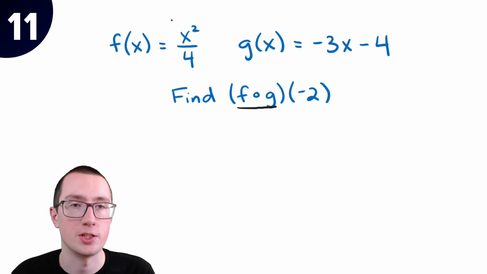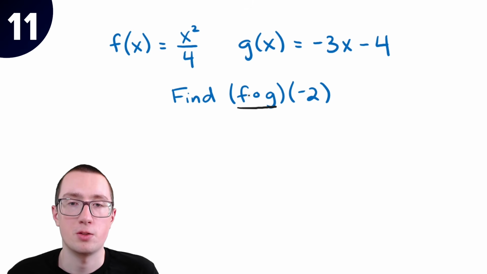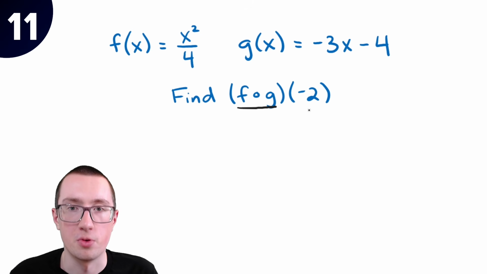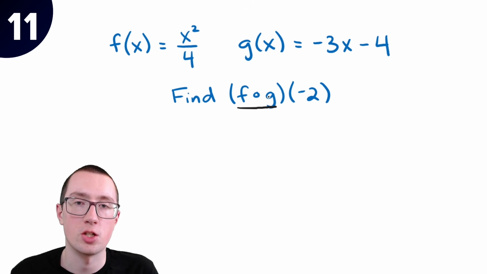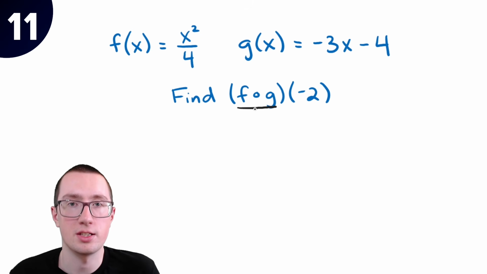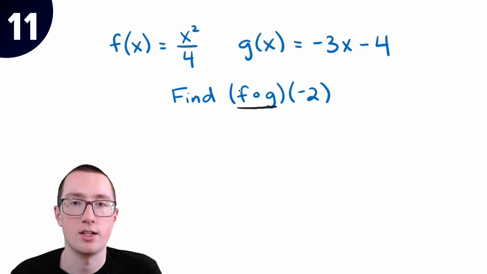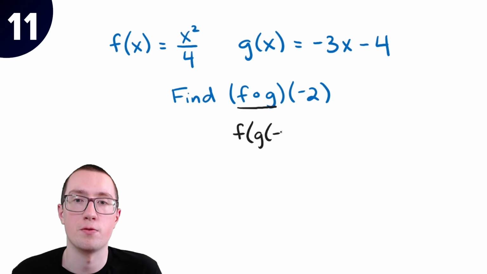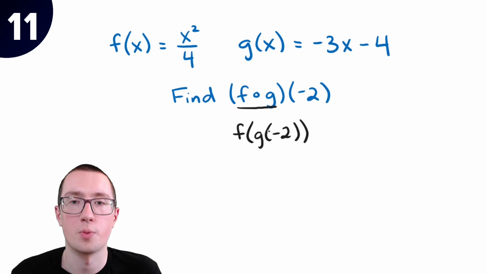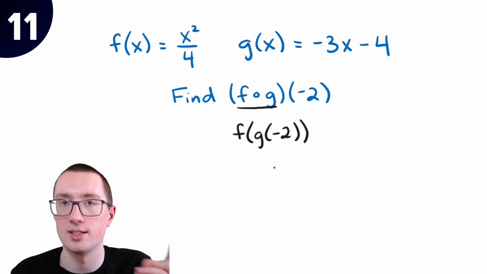So we have two functions here, f of x and g of x. F and g don't mean anything different other than that they're two different functions. And here's what this f o g thing means. Basically, this is read as f of g of -2. So in this case, g is going to be inside of f. It's basically exactly like what I just read. This is the same as f of g of -2. So we're basically taking a function and putting it inside of another one.